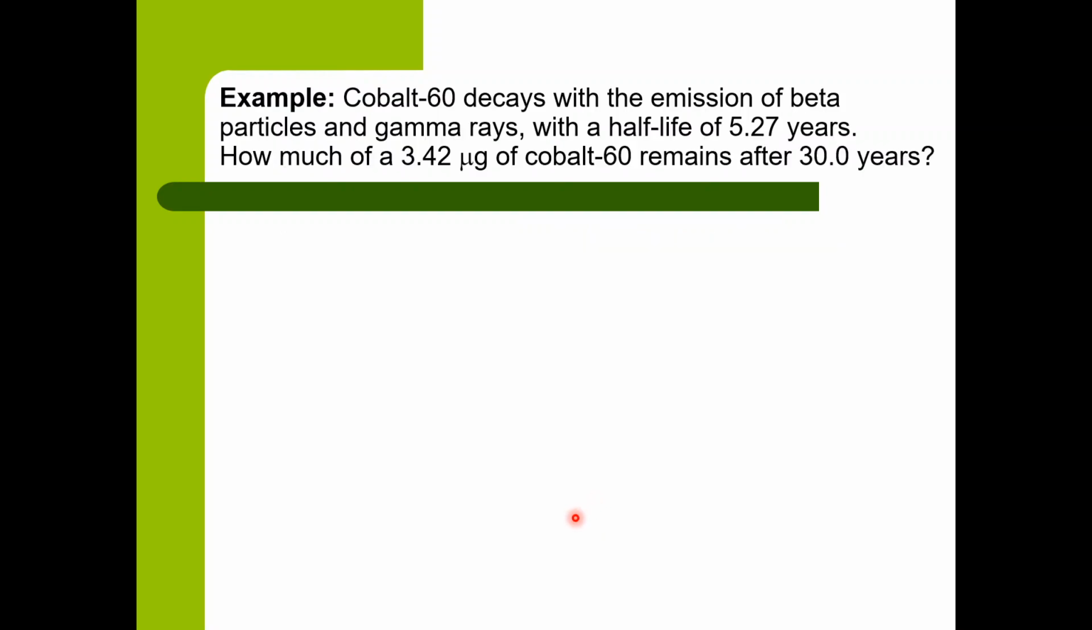Here's your example. So I told you you're talking about cobalt-60, and it says cobalt-60 decays with the emission of beta particles and gamma rays. That's not important for us in this example, just good to know. With a half-life of 5.27 years. That's important. Make sure to underline that. How much of a 3.42 microgram sample of cobalt-60 will remain after 30 years?